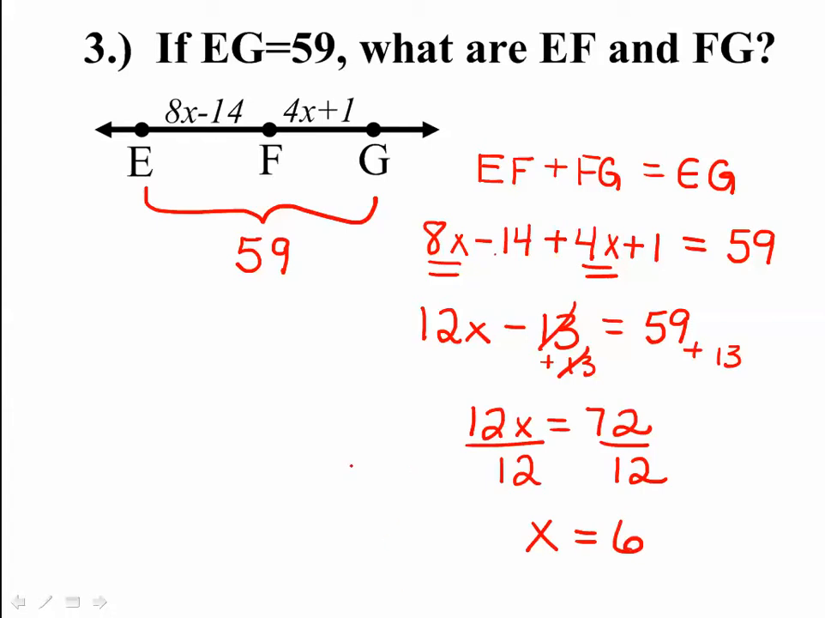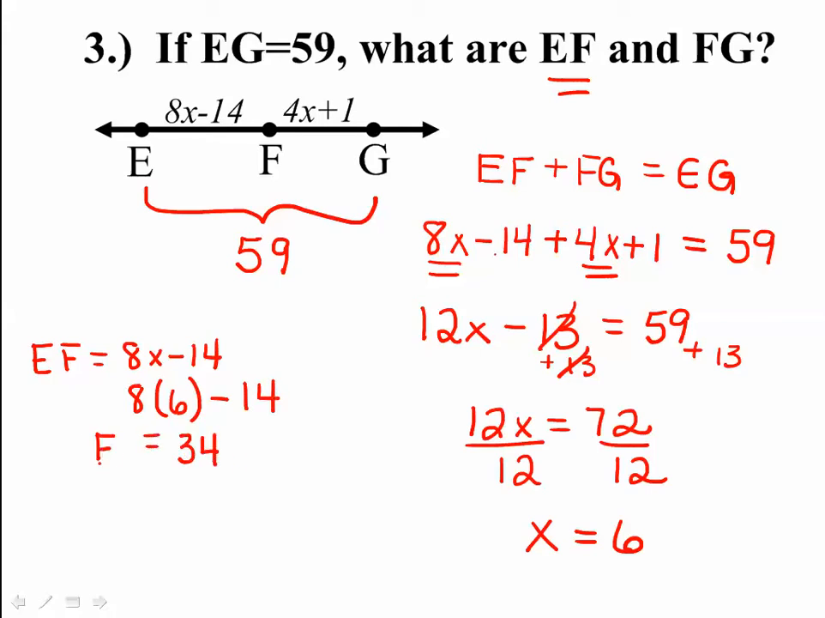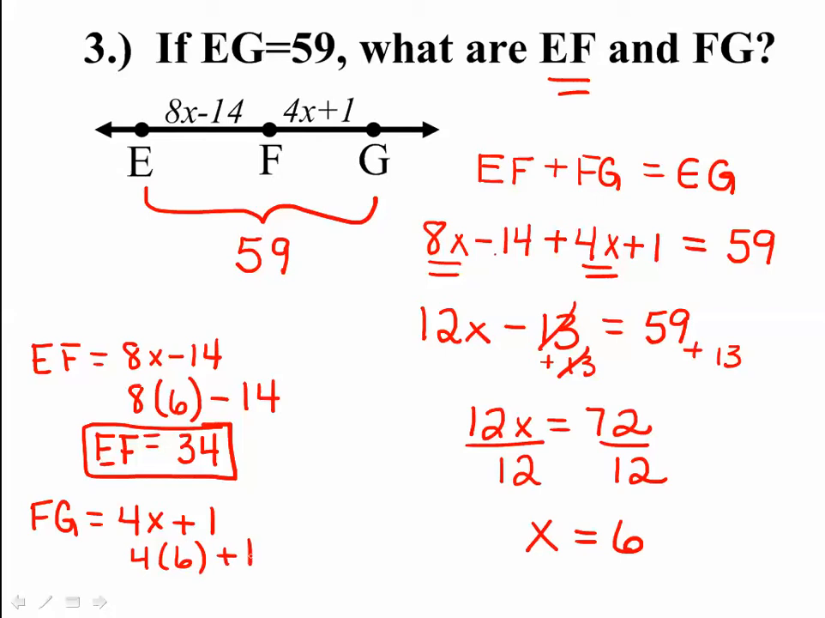Notice, however, that I'm not done in this problem. I was not asked just to find x, I'm asked to find the distance from E to F. I know that the distance from E to F is 8 times x minus 14, or 8 times 6, which is 48, and 48 minus 14 is 34. So from E to F is 34. Now I need to find FG. FG is 4x plus 1, or 4 times 6 plus 1, which is 25. So FG equals 25.